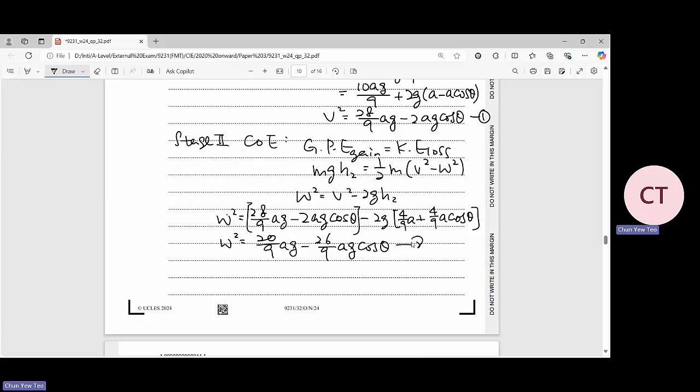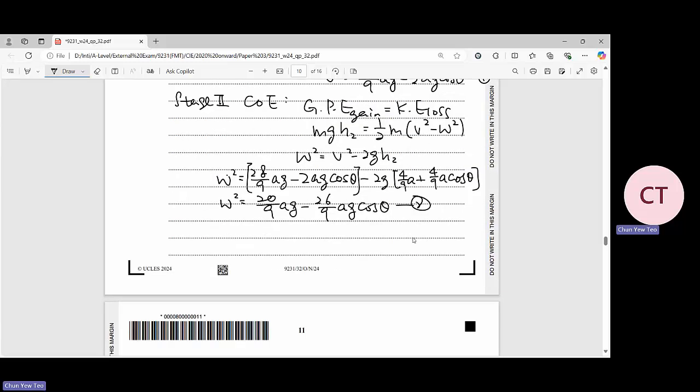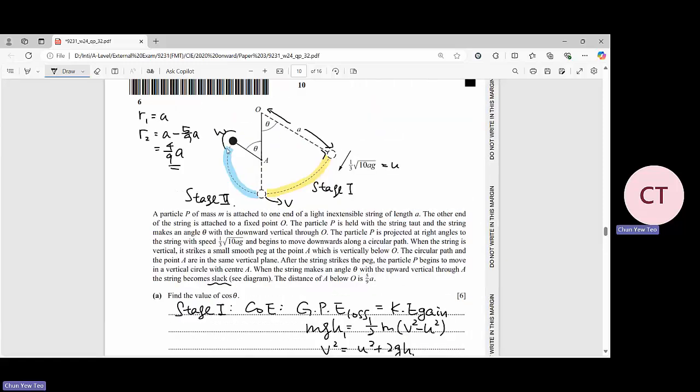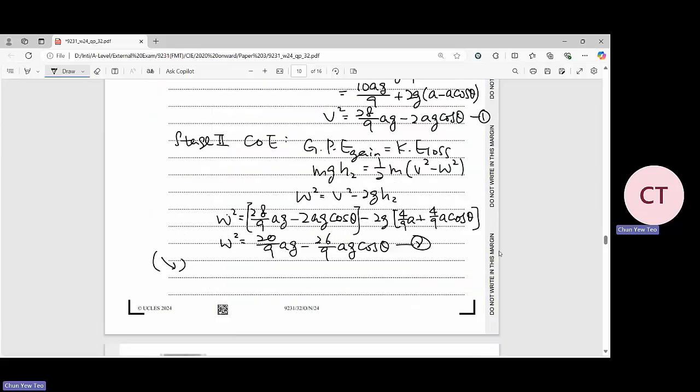That is your second equation. Then, at the point when you resolve the forces to the center, at this point when you resolve the tension, you will get T plus mg cos theta is equal to mw squared over the radius. The radius is 4 over 9a.